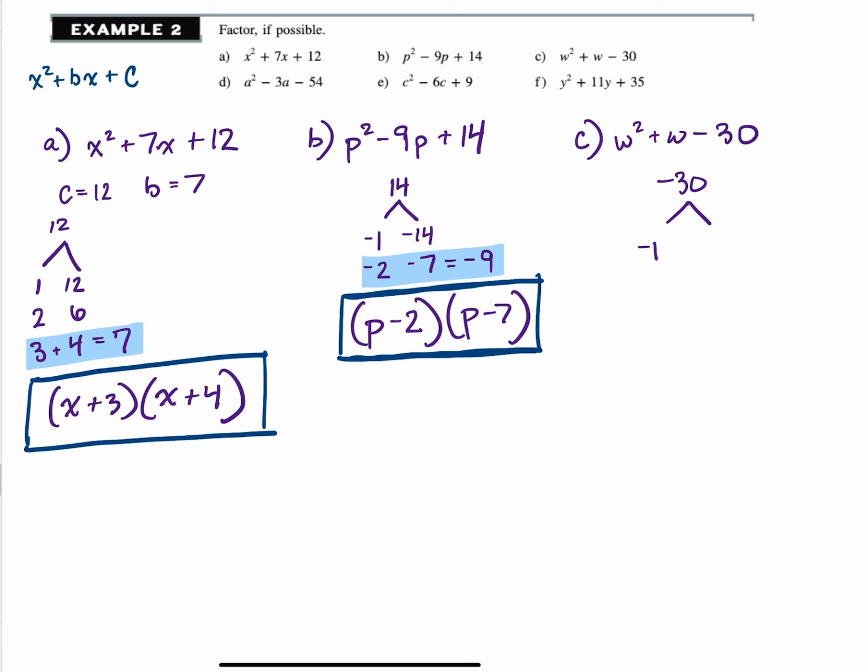I want a positive result when I add them together. So the smaller number should be negative, the larger number should be positive. So we can do negative 1 and 30, that'll give us 29. Negative 2 and 15, that'll give us 13. We could do negative 3 and 10, that'll give us negative 7, we're closer. It's not divisible by 4. How about negative 5 and positive 6? They multiply to negative 30. If I add them, I get positive 1. So those are the two numbers I want. So that means this will factor into w minus 5 times w plus 6.